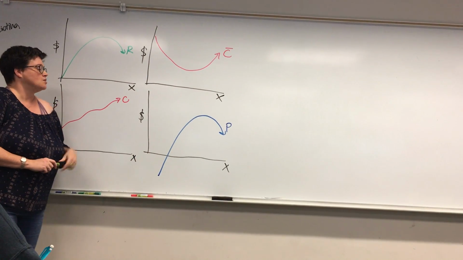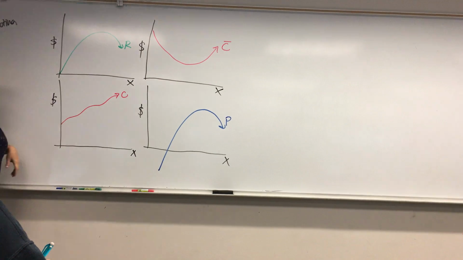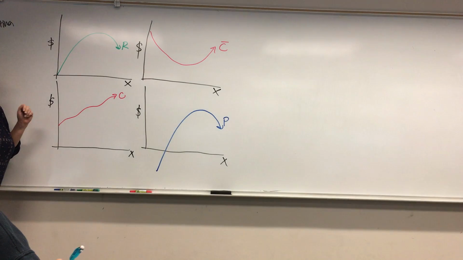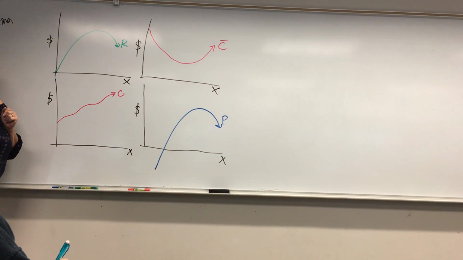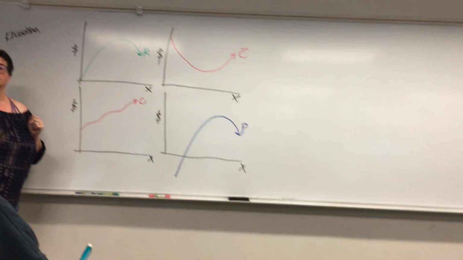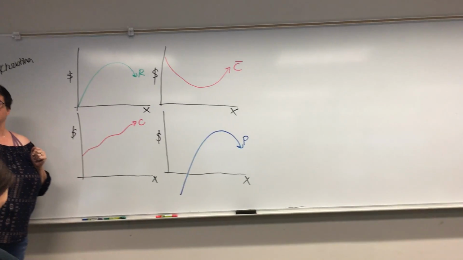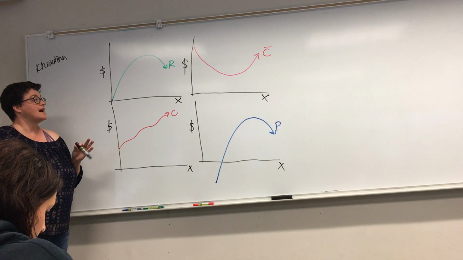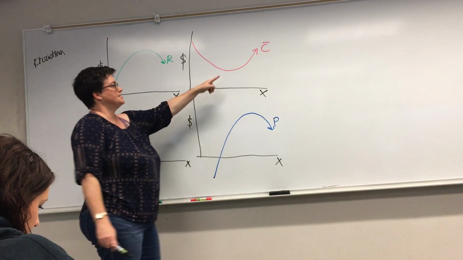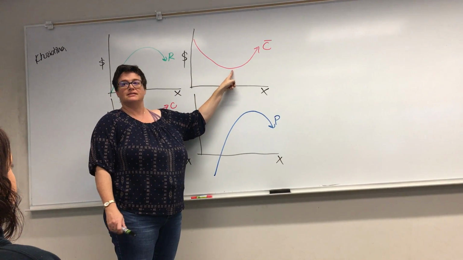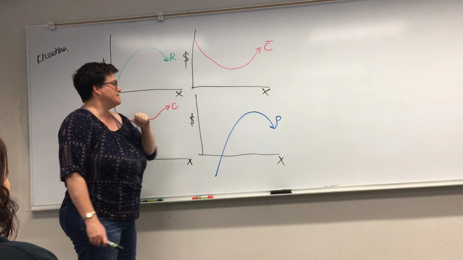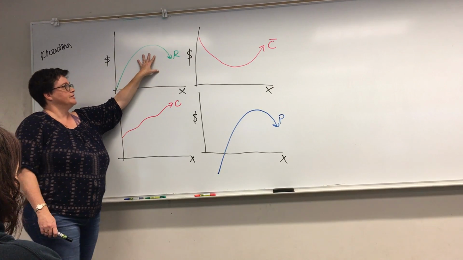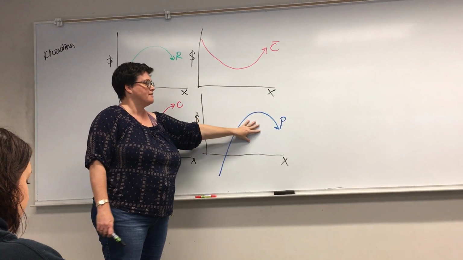Okay, so let me ask you guys a few questions. Can I minimize some of these? And if so, which one, or ones? Chandelier, go with your gut. Only average cost can be minimized. That's right. It's got a minimum in it, doesn't it? Okay, what can be maximized? Revenue and profit.